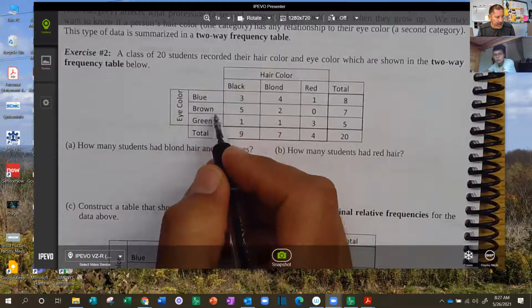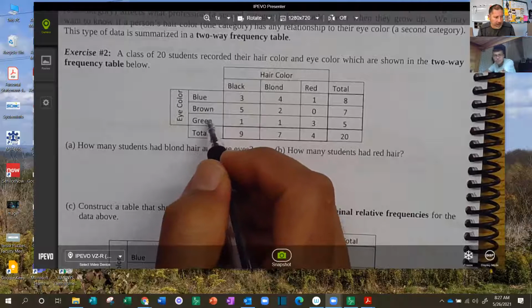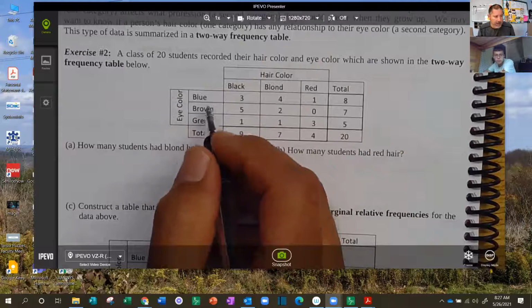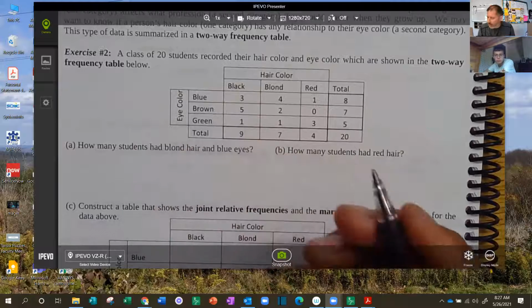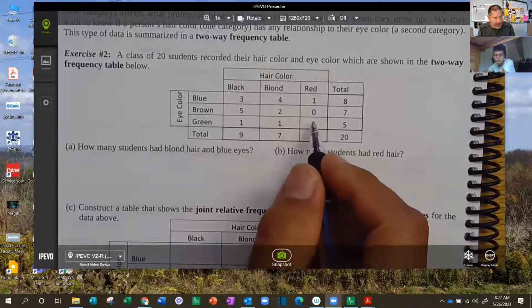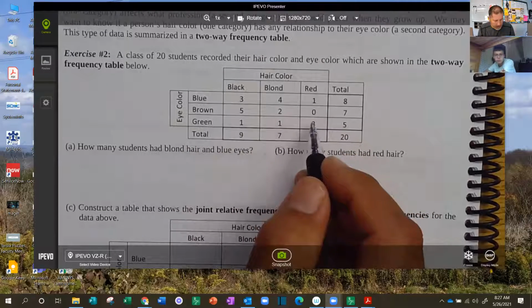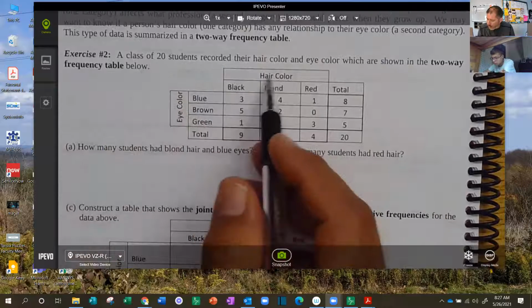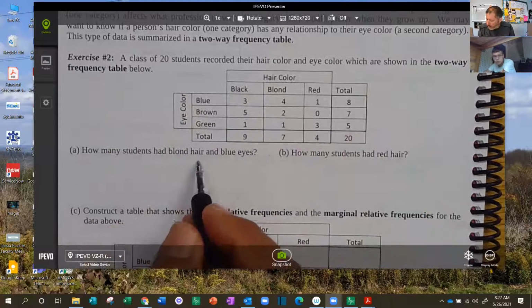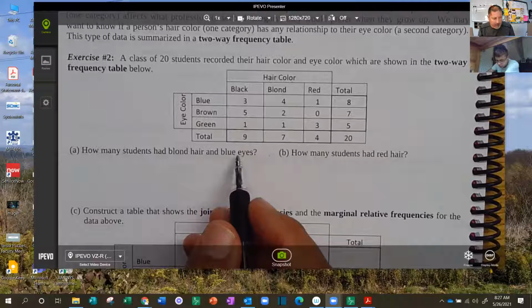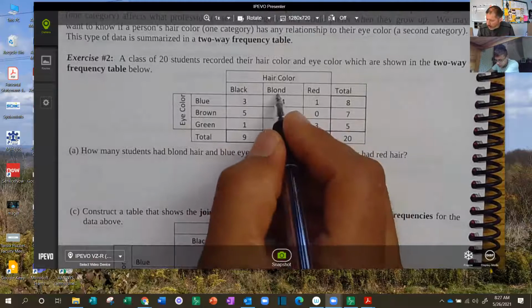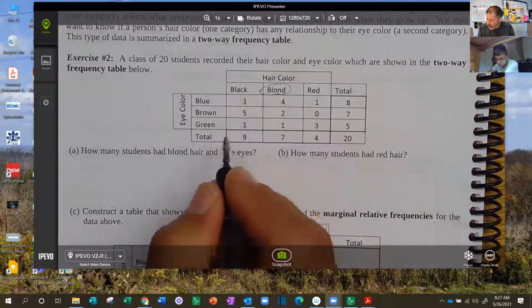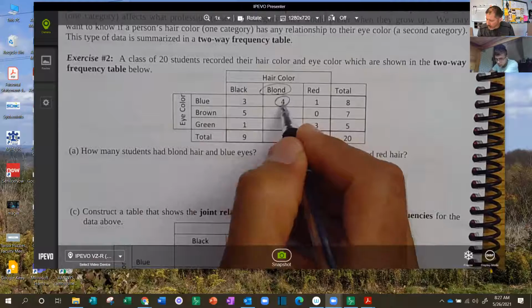And then here are the eye colors. If you had hazel, you might go in as green, or brown or something. But anyway, we categorize them and then we collect all the data and organize it in a table. So we can ask the question here: how many students have blonde hair and blue eyes? That's not too hard. You just take a look at blonde, blue eyes, and you see it's 4.